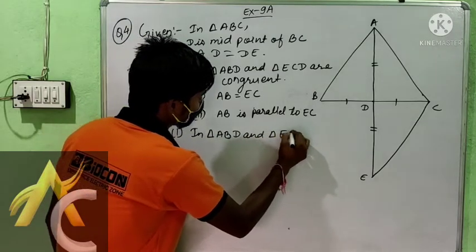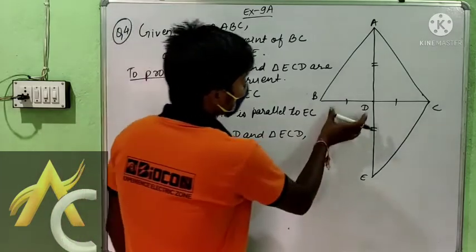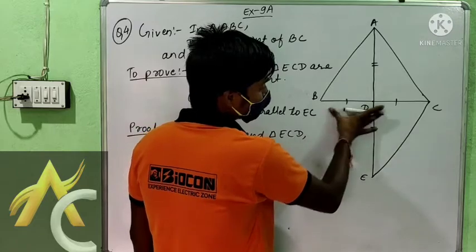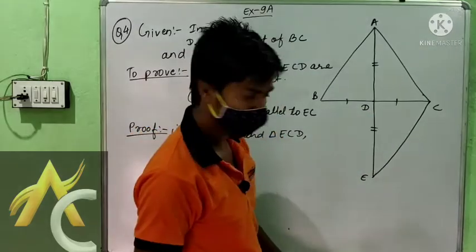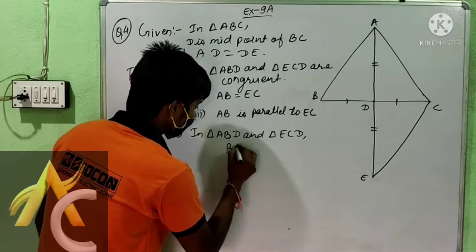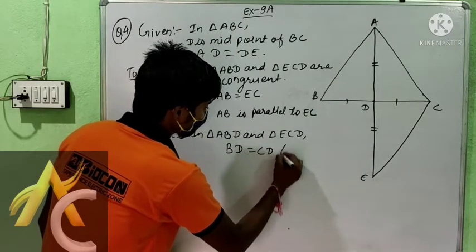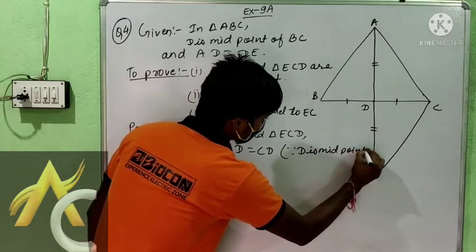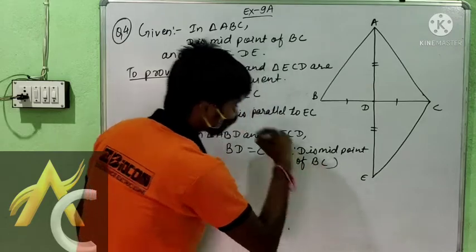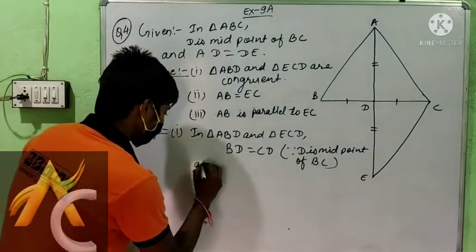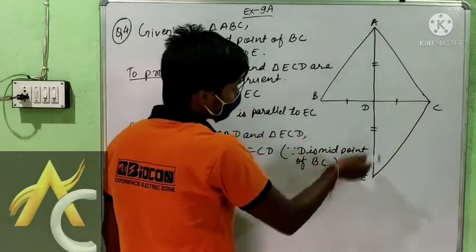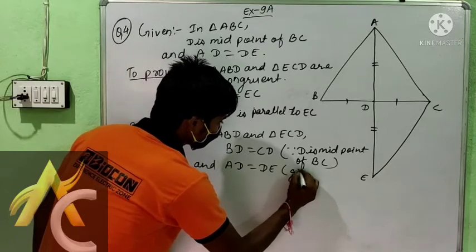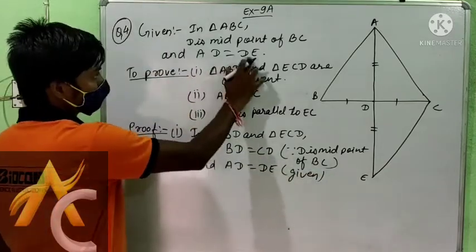In triangle ABD and triangle ECD, it is given that D is midpoint of BC. So BD is equal to DC, right? So we are going to write it here. BD is equal to CD. Reason, since D is midpoint of BC. And it is also given that AD is equal to DE. This is given from here.